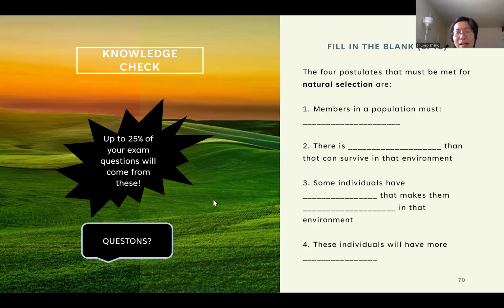Number 2 is that there must be more individuals than can survive in that environment. In other words, there is competition for survival.